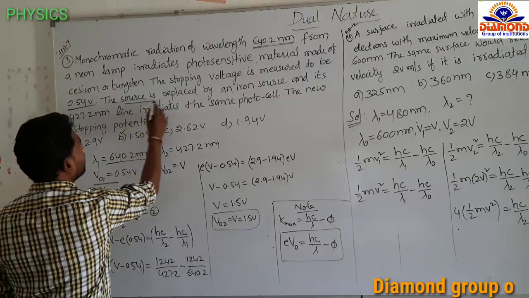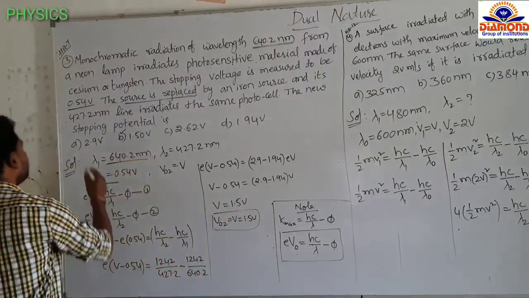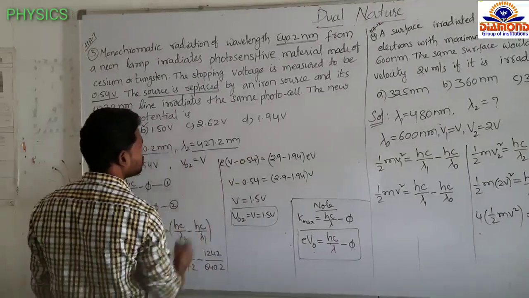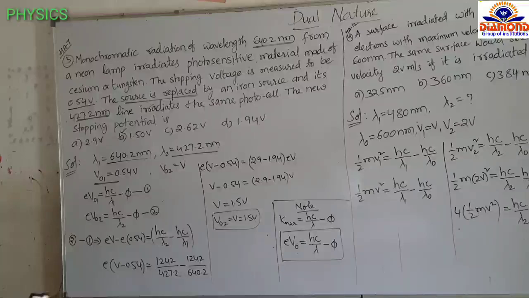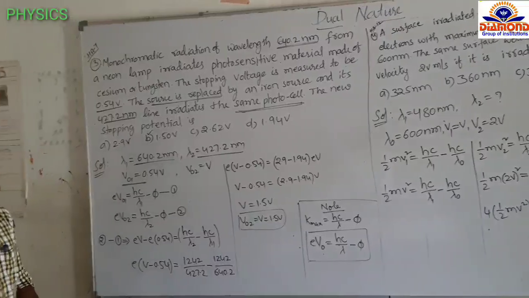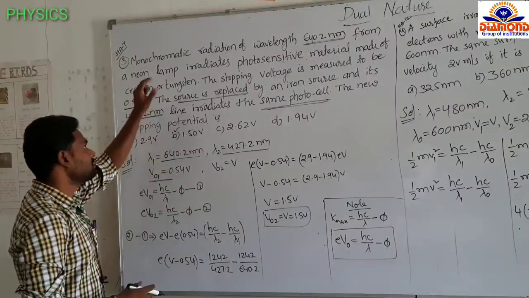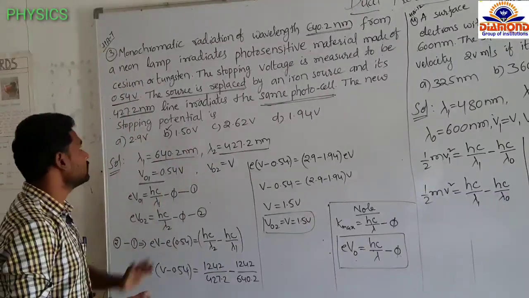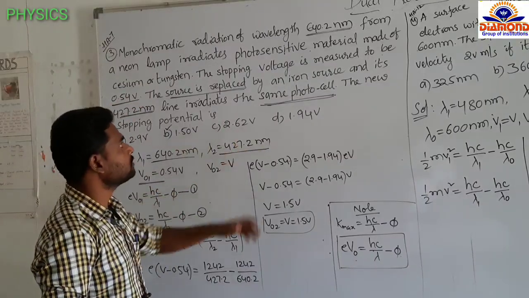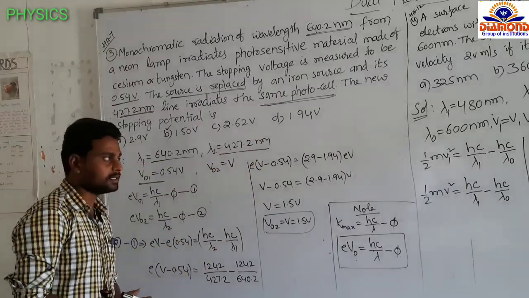Now they are replacing the source. The source is replaced by an iron source and its wavelength is 427.2 nanometers. So here the light source changed, but the metal surface they are not changing. In both cases they are using the same photocell. The metal surface is the same, but the light falling on the metal surface is changing. Initially the wavelength of the light source is 640.2 nanometers and the stopping potential is 0.54 volts. Then they changed the light source to a wavelength of 427.2 nanometers. Then what is the stopping potential, they are asking.